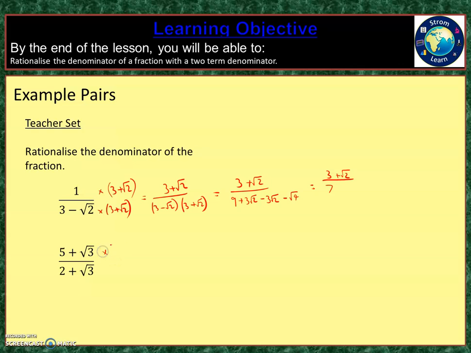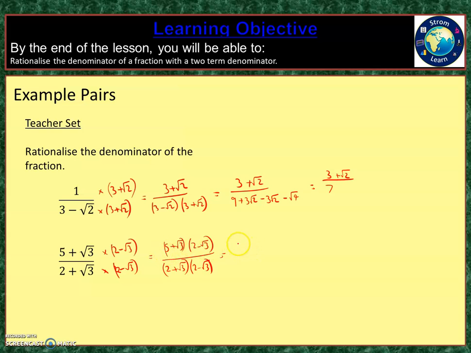So this second one, it's going to go through very much the same process. So I'm going to multiply top and bottom by 2 minus root 3. So that's going to give me 5 plus root 3 and 2 minus root 3, and as a denominator 2 plus root 3 and 2 minus root 3. So I'm going to expand these in the same way as before. I'm just going to cut a corner here just because I can.